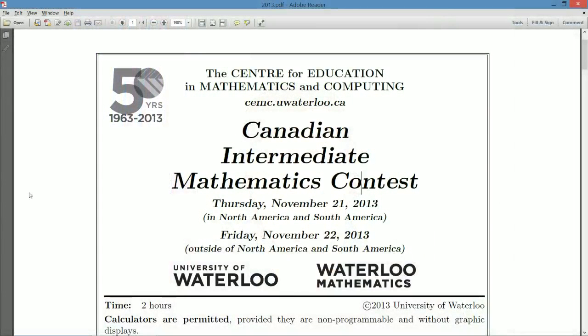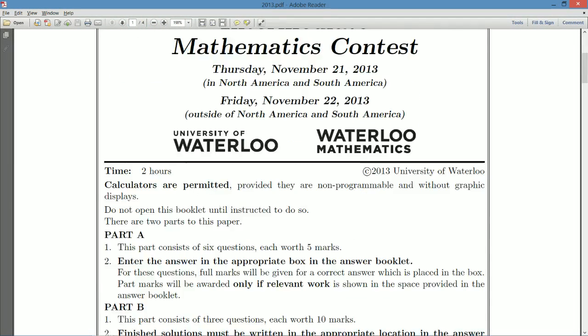So the first thing you might notice is that they're celebrating 50 years of the University of Waterloo, or perhaps it's the 50 years of the Center of Education for Mathematics and Computing. Either way, I might expect to see a 50 somewhere in this contest. But let's take a look at things before we start making any more assumptions.